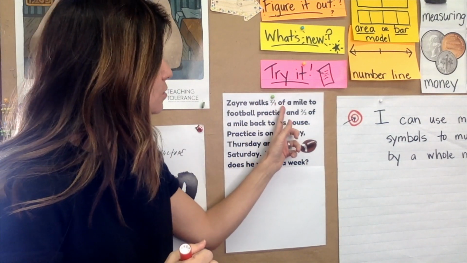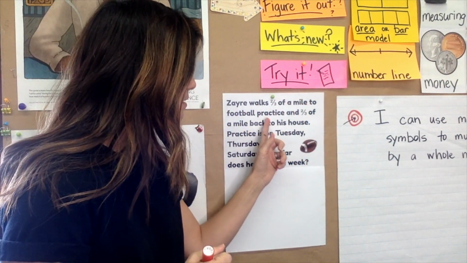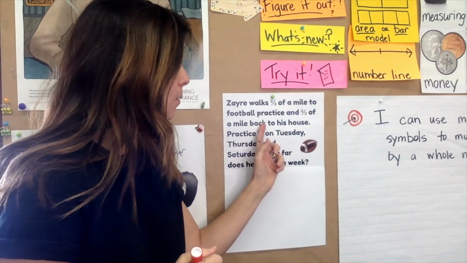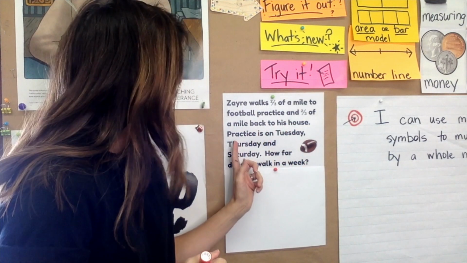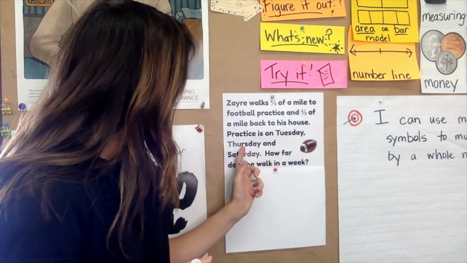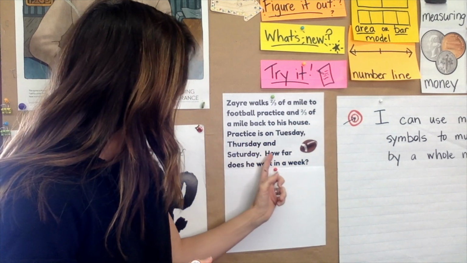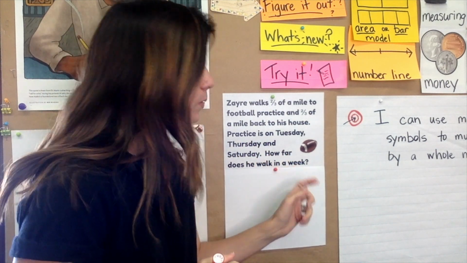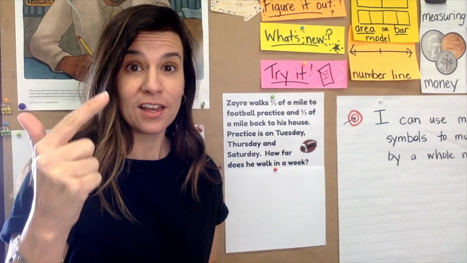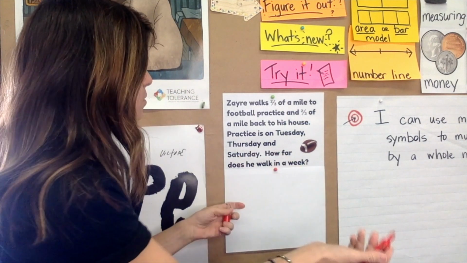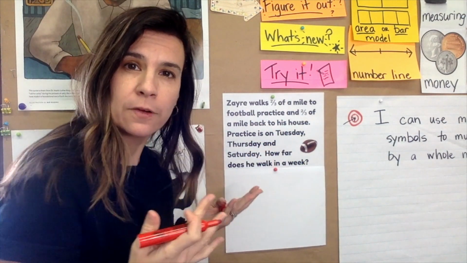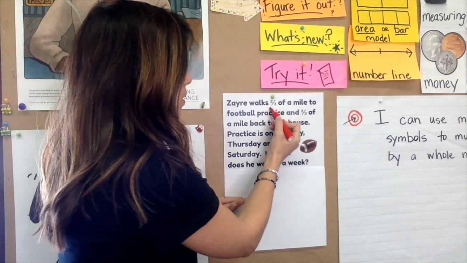Zaire walks 2/3 of a mile to football practice and 2/3 of a mile back to his house. Practice is on Tuesday, Thursday, and Saturday. How far does he walk in a week? Well, we know read, think, draw, write. So far, so good. Let's underline some important information in this problem.